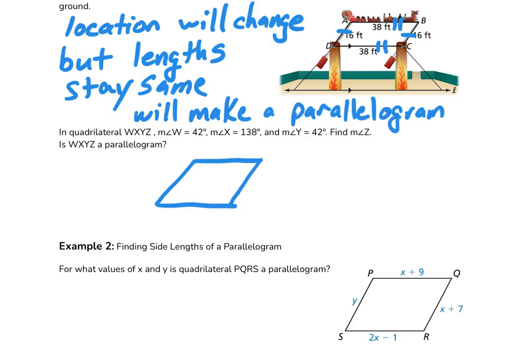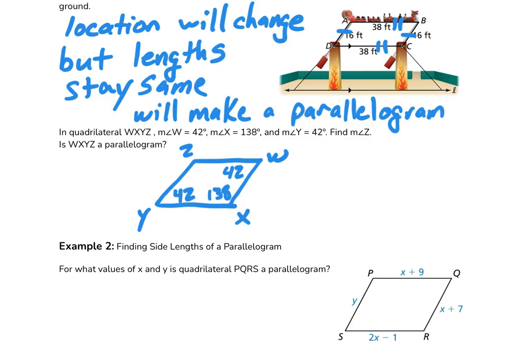So angle W is, let me rename those. Because W is an acute angle, this would be 42. X is 138. Y is 42. It says to find the measure of angle Z.